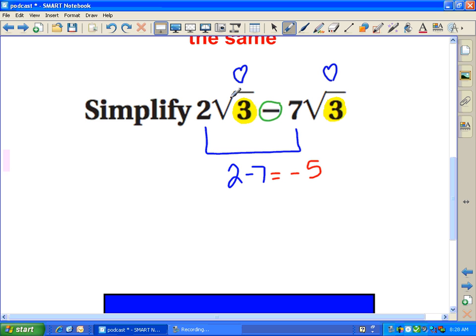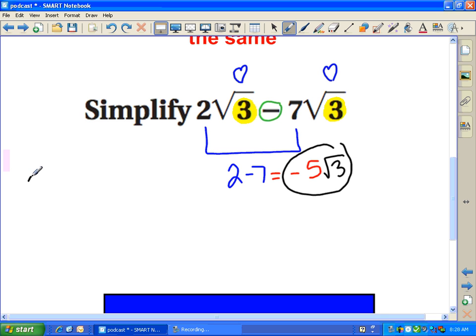Now, I just take my square root, which is the square root of 3. They're like terms. And I just tack it on at the end. Or you can think the dog follows you wherever you go. Woof, woof.